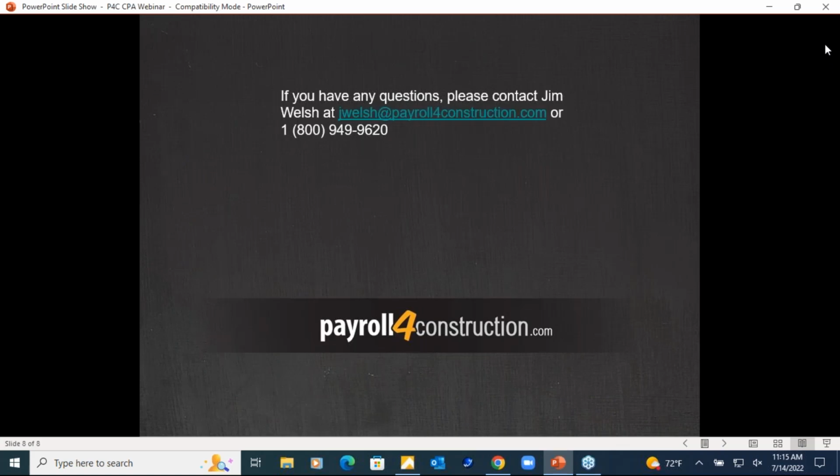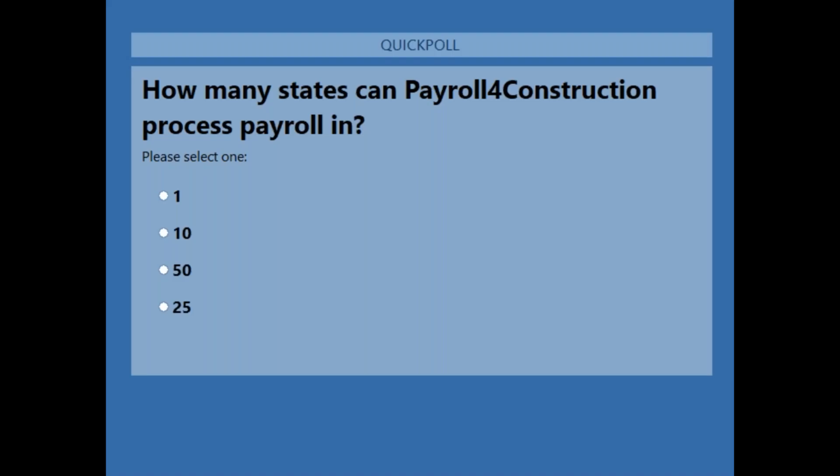Now, at this point, I'm going to launch a polling question. So I am going to select my question and launch it. Okay, so the question is, how many states can Payroll4Construction process payroll in? Answer is 1, 10, 50, or 25. I will give everybody a minute to fill that in, and then we'll keep moving.